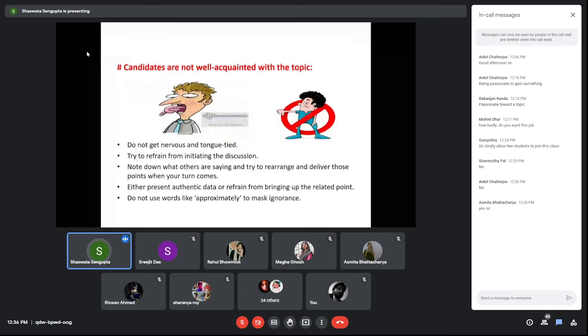Now let's check out the second scenario. Let's take a scenario where the candidates are not well acquainted with the topic. They do not know about the topic. Now, the first and foremost thing that I would say is, just like in the previous scenario, I told you not to get too happy, but in this scenario too, you should not get too nervous or too worked up, because that will make you prone to more errors.